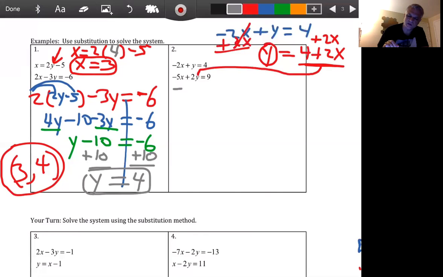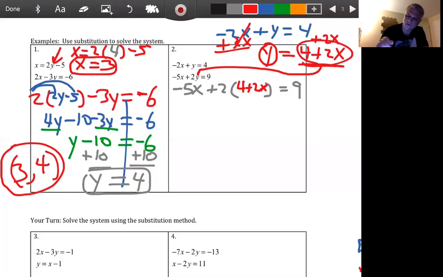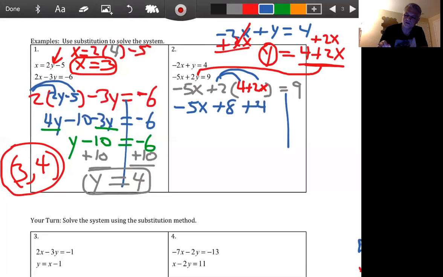So let's do that. So negative 5x plus 2y equals 9. Okay, so what is it that y equaled? Well, y equaled 4 plus 2x. That guy right there. That's what we substituted. Okay? All right, so let's simplify that left side. Let's take positive 2 and distribute. Okay, I bring my negative 5x down. Plus 2 times 4 is plus 8. Plus 2 times plus 2x is plus 4x.